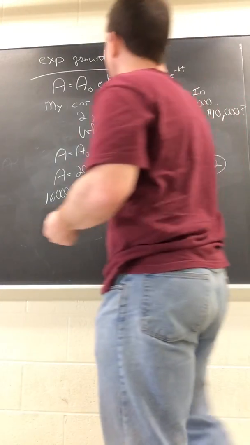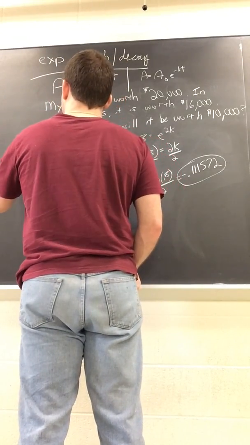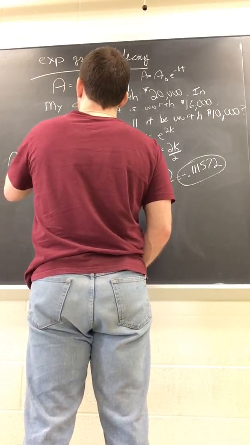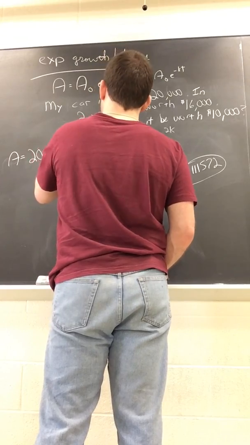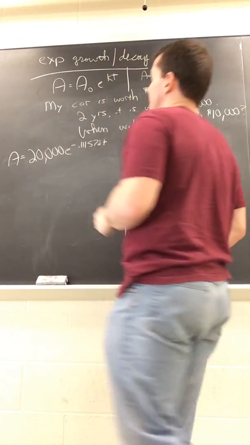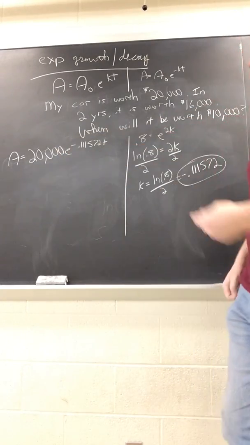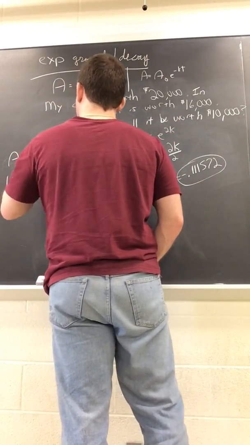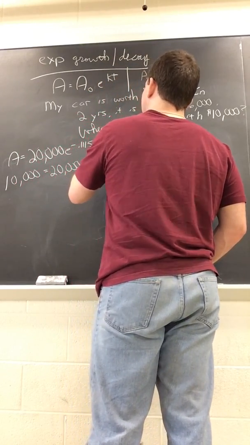But now, rewrite my equation. So I get A equals A initial, which for us was 20,000, times e to the negative 0.111572t. And now answer the question you're asked. When will it be worth 10,000? Here, I'm looking for time given an amount, so plug in the amount. 10,000 equals 20,000 e to the negative 0.111572t.